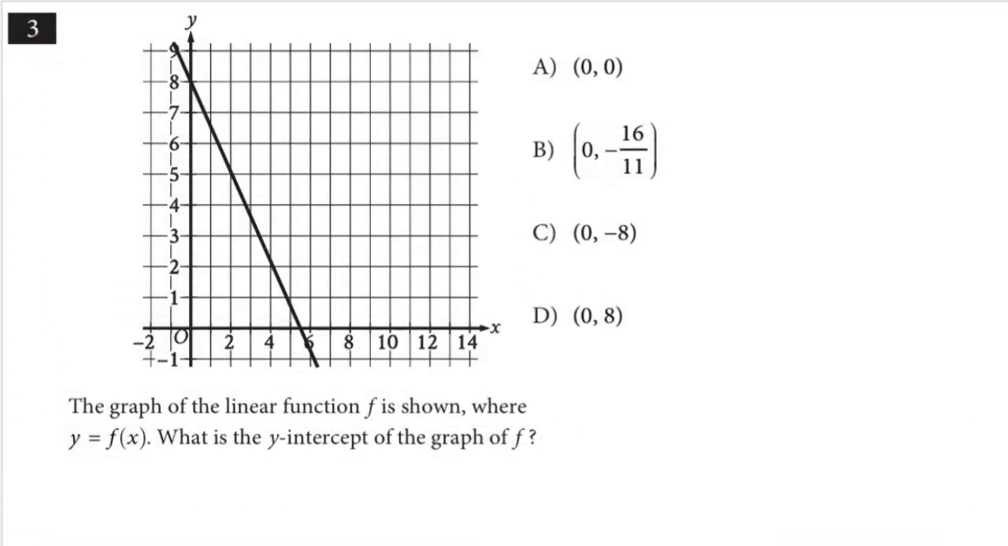Question 3. The graph of a linear function f is shown, where y equals f of x. What is the y-intercept of the graph of f? So it's a linear function. What is the y-intercept? I can see that it's 8. So the x-coordinate is 0, so (0, 8). D is the correct answer.